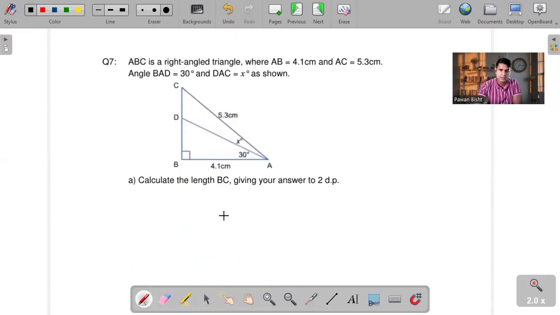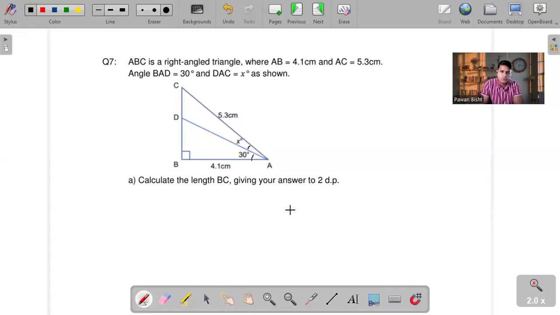Right, question number 7 now. ABC is a right angle triangle where AB is given as 4.1, angle BAD, this angle, is given as 30, and angle DAC, the smaller one at the top, is given as X. You have to find the length of BC.